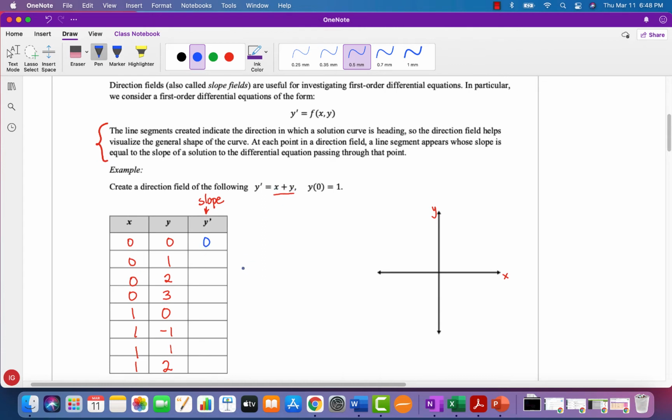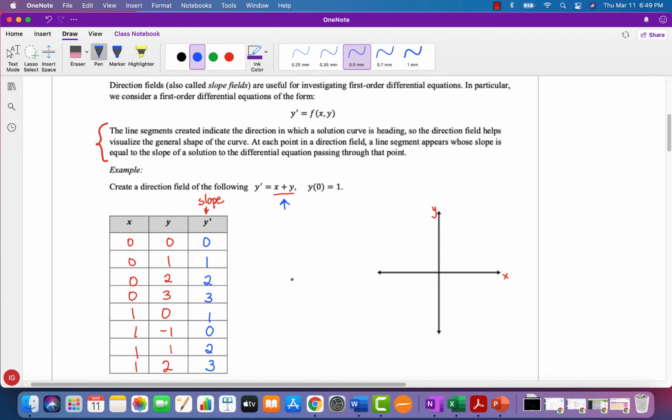And I'm going to do the same thing for the other ones. So basically we're adding the coordinates, and that's going to give you your slope. Why? Because that's what is given here. Okay, so 0 plus 1 is 1, 0 plus 2 is 2, and so on. I can move on and do all the other ones. This is an easy one because you're just adding the coordinates.